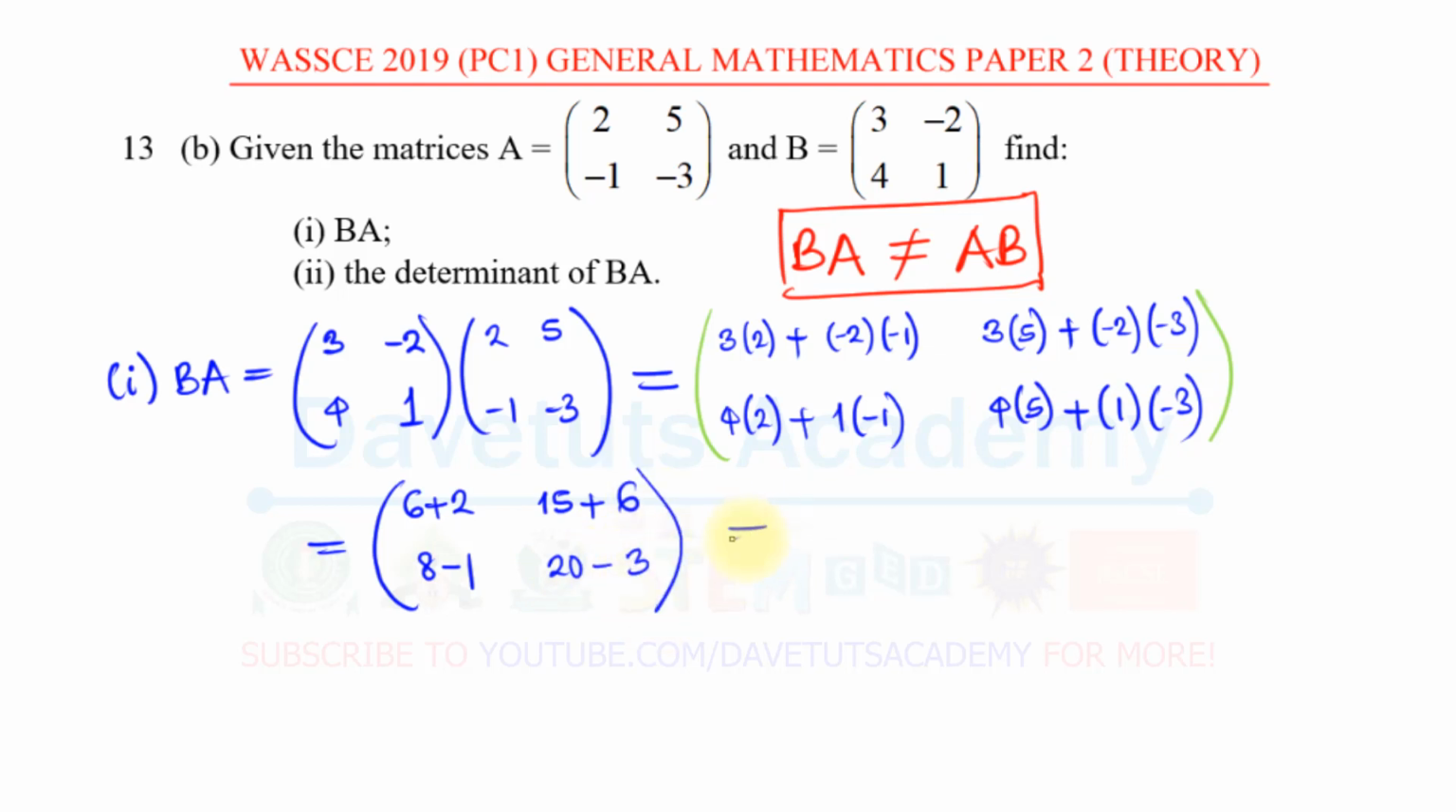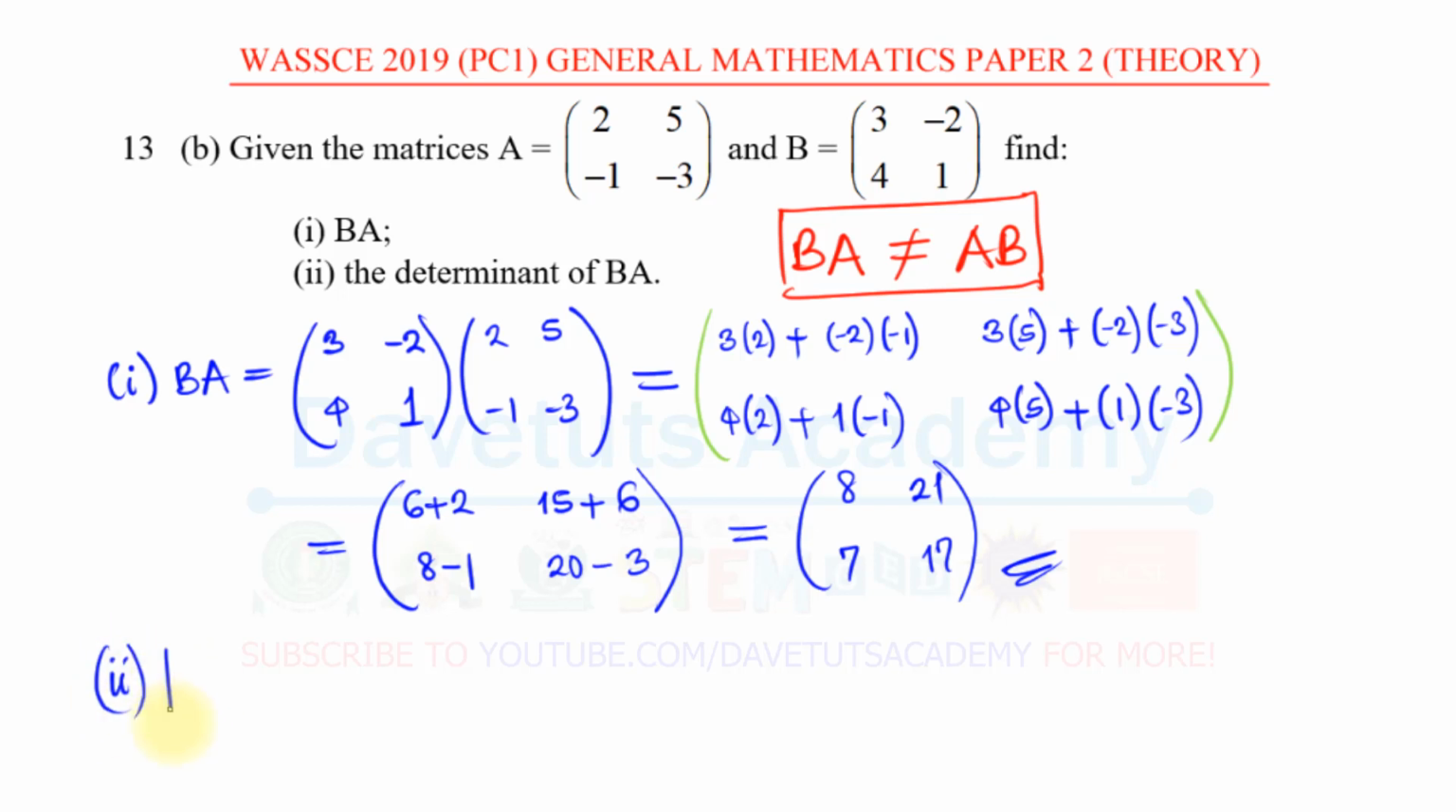Okay, so if you are to get that, 6 plus 2 is 8. 15 plus 6 is 21. 8 minus 1 is 7. And 20 minus 3 is 17. Okay, so this is the solution to BA, but here we're asked to find determinant of BA also.